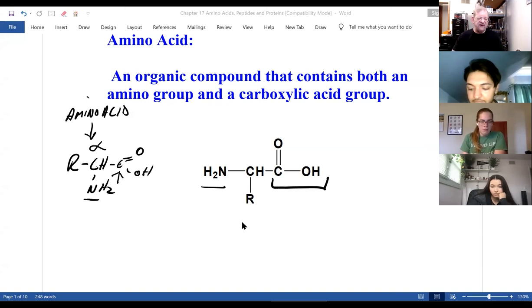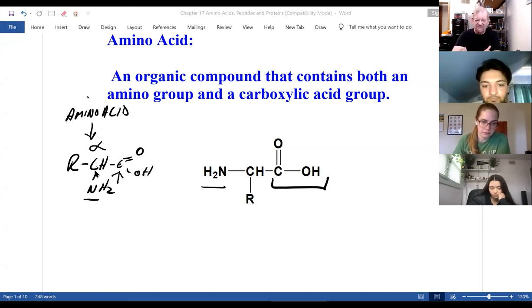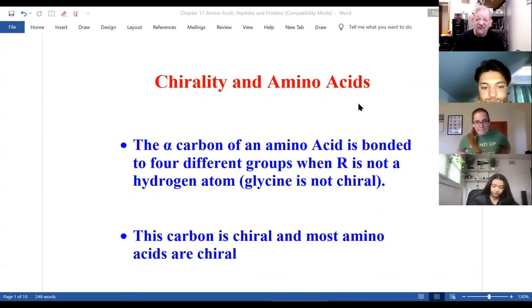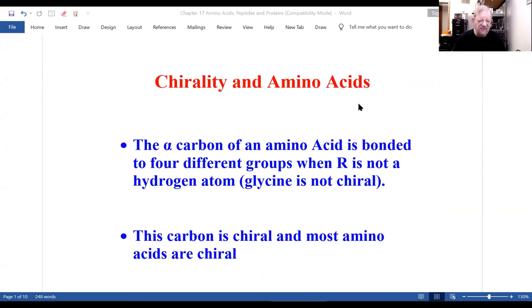Now, let's look at the alpha carbon right here. What's interesting about that? Well, if R is not a hydrogen, what do you have on that alpha carbon? Four different groups. And what did you just learn about a carbon with four different groups on it, or atoms or combination? It's chiral. Therefore, let's talk about chirality. Remember, this is all tests, not going to be on test number four, but some of it will be on the final. The alpha carbon of the amino acid is bonded to four different groups when R is not hydrogen.